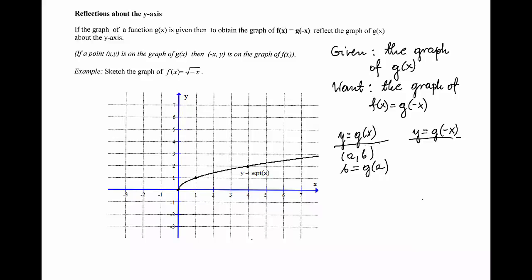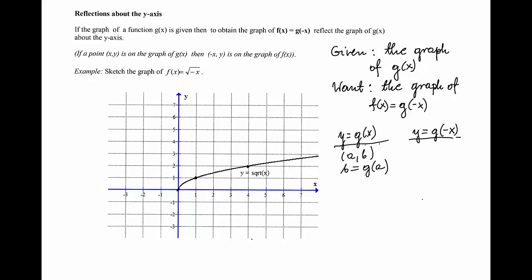We'll discuss here reflections about the y-axis. Suppose that the graph of function g of x is given, and we want the graph of function f of x equals g of negative x. Notice how the function f of x is formed. It is formed by replacing x in g of x with negative x. This change will affect the domain of the function f.